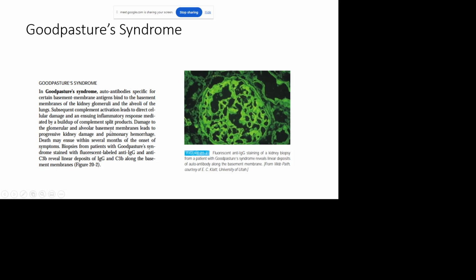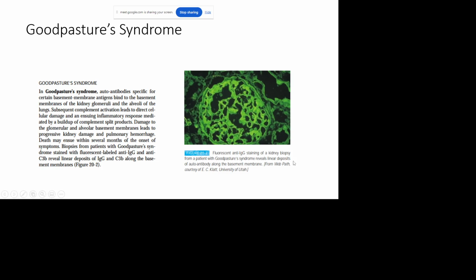So that's why this antigen-antibody interaction will activate complement, which will induce cellular damage. It will lyse the cell, and there will be an ensuing inflammatory response, right? Because of the build-up of complement split products. Now, as they damage the glomeruli and alveoli basal membrane, that will lead to progressive kidney damage and pulmonary hemorrhage, right? So death can also be caused within several months of developing these symptoms.